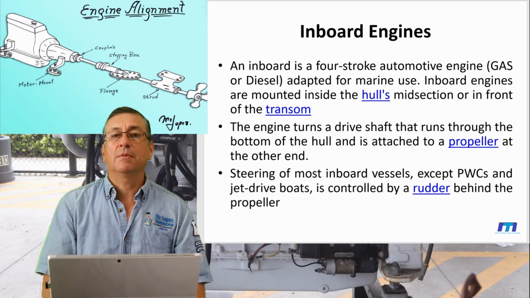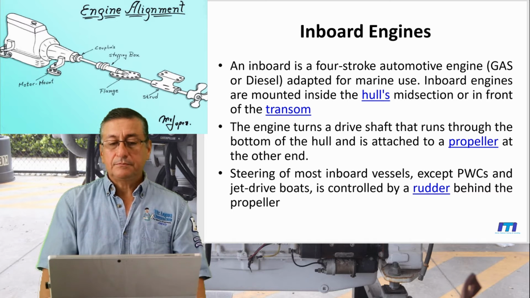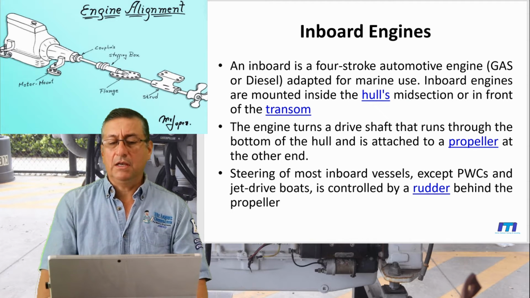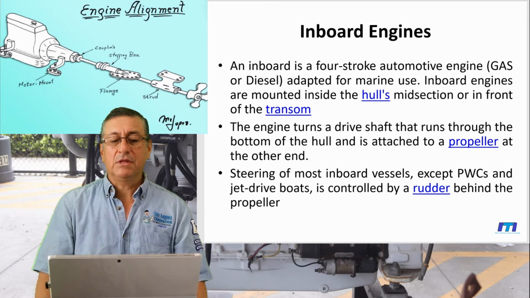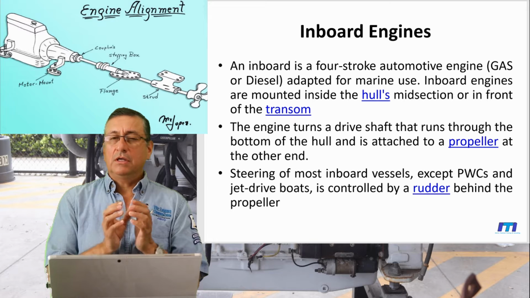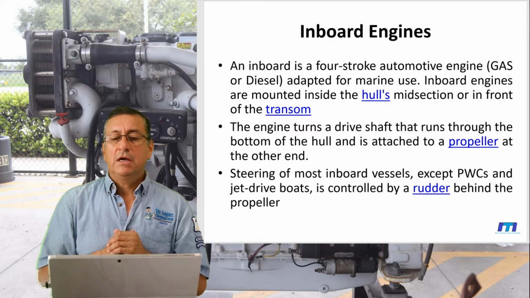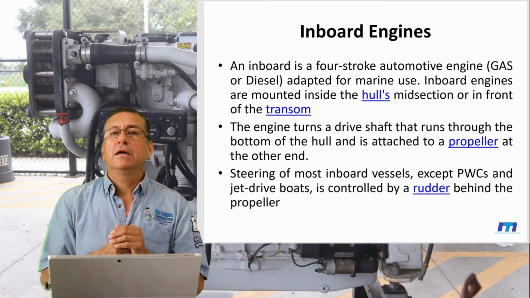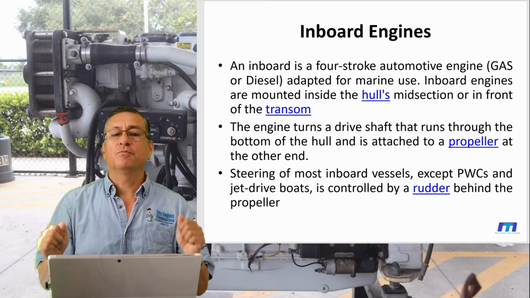Right now we are going to talk about that, and we are going to check the different types of propulsion systems. The steering in the majority of the inboard vessels, except in PWC, which we are going to talk about, and except in jet drives, is controlled by the rudder. For that reason, I introduce chapter 5 of your intro marine engineering book in order to quickly refresh the propulsion systems, and we are going to pass quickly through those types of propulsion systems.